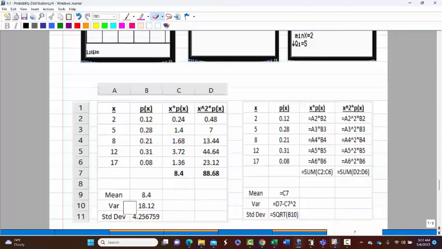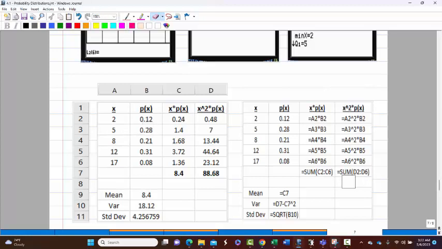And I got the mean, 8.4. So you see I used the mean right here just to reference this cell right here. Now this column, I didn't create a separate x squared column. I just squared it right here in the formula. I created the x squared px. So you see over here, I'm squaring it right here in the formula, A2 squared times B2. So there's x squared times p, x squared times p, and so forth.